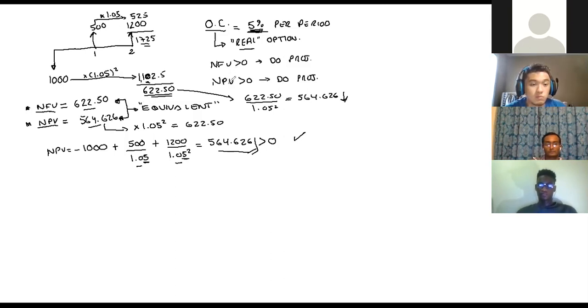If these two numbers are greater than 0, we do the project. What is crucial, and you need to understand this, is this number here. The opportunity cost per period must be a realistic number. Why? Because everything depends on this number.